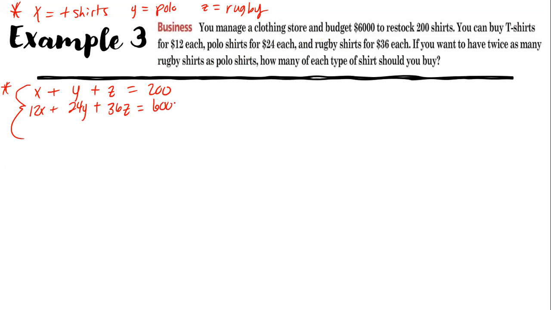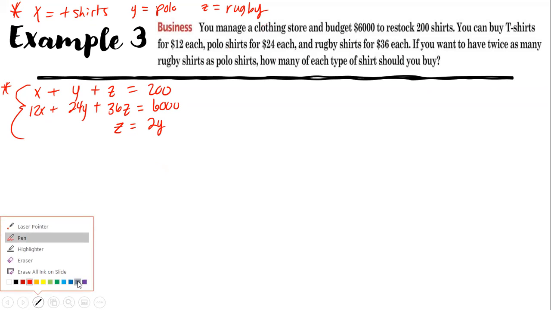And I have a $6,000 budget. I also know that I want to buy twice as many rugby shirts as polo shirts. Rugby is Z, so I know rugby has to be twice as Y. Now I'm set up to begin going through my process of elimination.